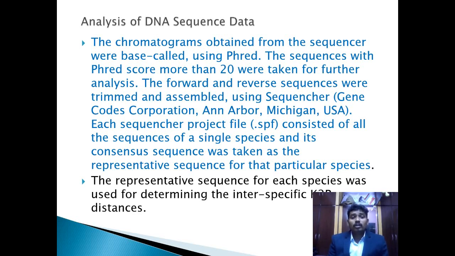The chromatograms obtained from the sequencer were base called using Phred. The sequences with a Phred score of more than 20 were taken for further analysis. The forward and reverse sequences were trimmed and assembled using Sequencher, and each Sequencher project file consisted of all the sequences of a single species, and its consensus sequence was taken as the representative sequence for that particular species. The representative sequence for each species was used for determining the interspecific K2P distance.